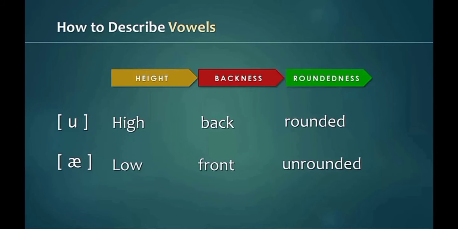Remember, so far we have only been talking about monophthong vowels. If you want to categorize diphthongs in terms of these criteria, we must do so by describing the starting vowel quality as well as the ending vowel quality, but we don't worry about that in this video.